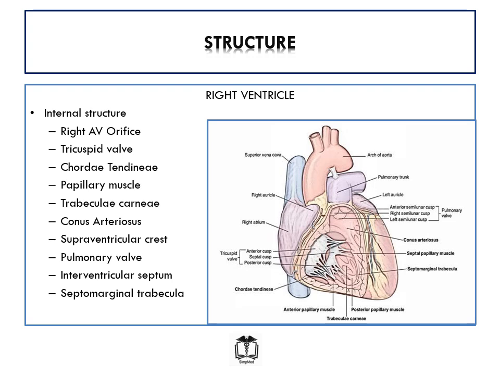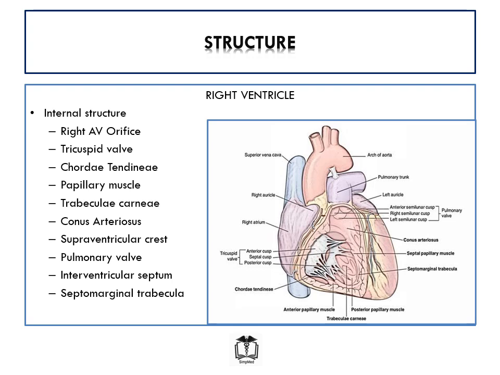When we cut open the right ventricle, we see a number of structures that form it. These include the right atrioventricular orifice from above, the tricuspid valve, the chordae tendineae, papillary muscles, trabecular canal, conus arteriosus, supraventricular crest, the pulmonary valve, the interventricular septum, and the septomarginal trabeculae. This is a mouthful, but let's talk about each of them one by one, starting with the right atrioventricular orifice. As I said before, it's a similar orifice that separates the right atrium from the right ventricle. It allows for the flow of blood from the right atrium into the ventricle. Usually, the oxygenated blood is what flows through the orifice.